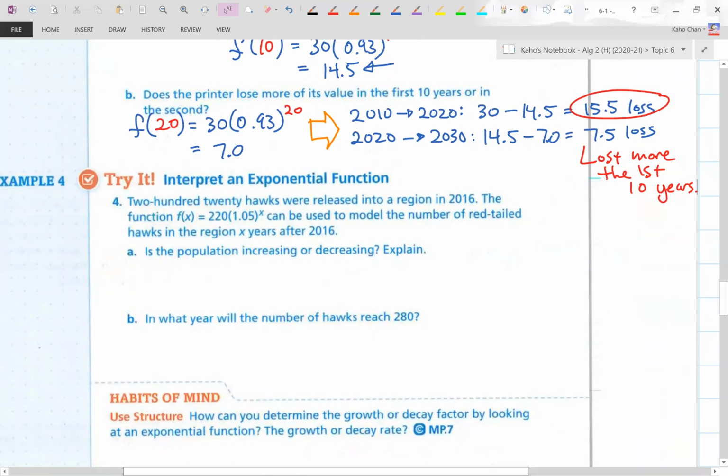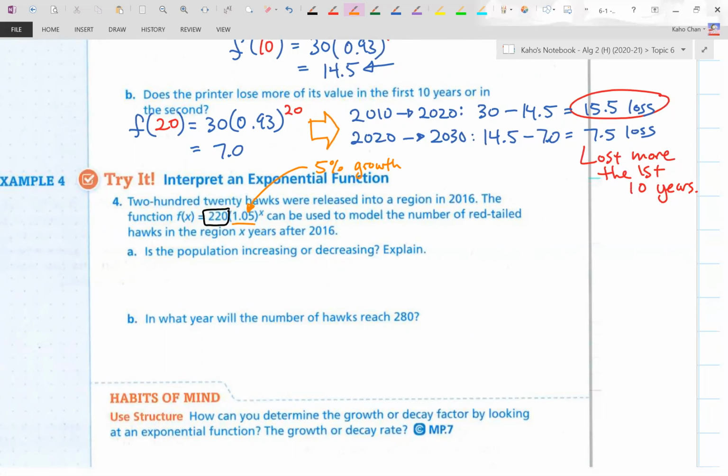220 hawks. See, notice this is the formula right there. They were released into the region in 2016. The function f of x equals 220 times 1.05. Interesting. Isn't that bigger than 1, everybody? That's definitely growth. In fact, that is 5% growth. 0.05 as a decimal is 5% when you move it 2 spaces to the right. In fact, it's 105%. It can be used to model the number of red-tailed hawks in the region X years after 2016. Is the population increasing or decreasing?